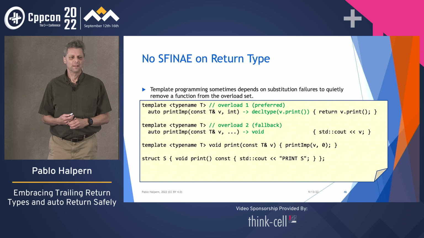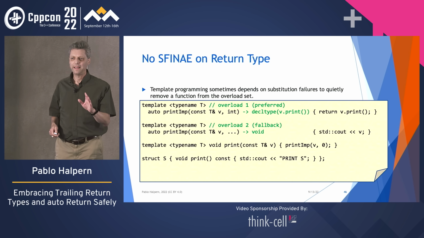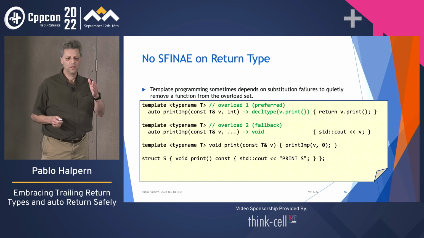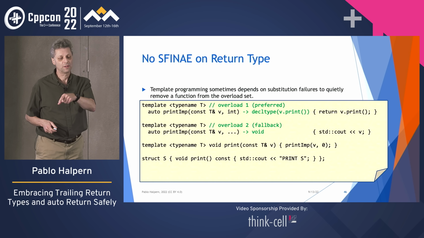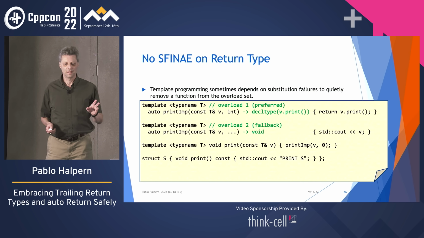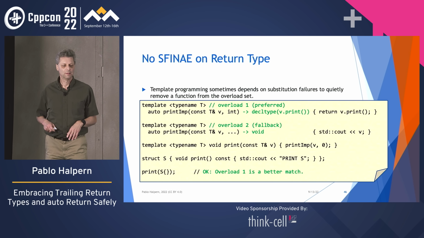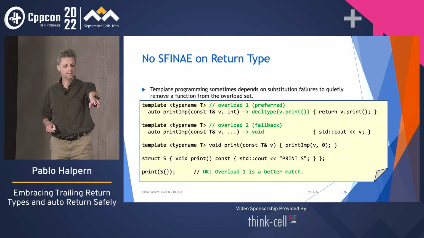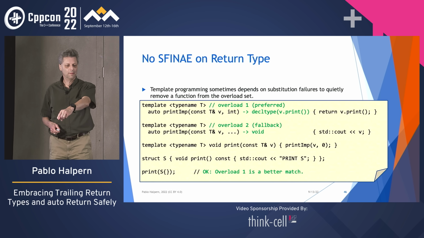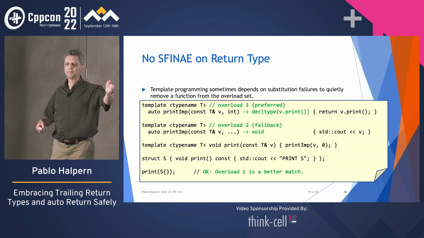Okay. Another annoyance. No SFINAE on the return type. I'm going to go through this quickly because it's really kind of a semi-advanced technique. But if you deduce a return type using a defined return type, if you use decltype to figure out the return type, it will discard any overloads that just can't be formed because of a substitution failure. So when we call print and we pass it a struct S, it says, okay, the first overload works fine because v.print is a valid expression. The second overload also works fine because void is obviously a valid return type. But the first one is preferred because we're passing an int instead of trying to match the ellipsis.